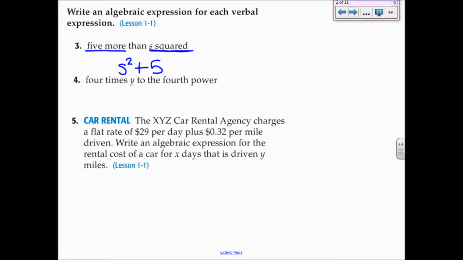In number 4, it says 4 times y to the 4th power. So 4 times y, I put them right next to each other because it's a variable and a number. I don't need to put the times symbol in. And then y to the 4th power. Now again, this is what I was talking about. Do they mean 4y to the 4th, or do they mean 4 times y all to the 4th? But since it says 4 times y to the 4th power, I'm going to assume that they mean this way.